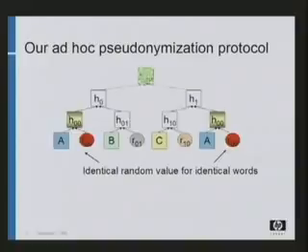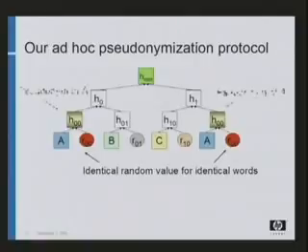And then the data owner will do the construction of Merkle hashes just as before. Now in this protocol, we'll use the hash value H00 as a pseudonym. So consistency is satisfied because identical words will have identical pseudonyms, and the confidentiality and unforgeability can be proved as before.